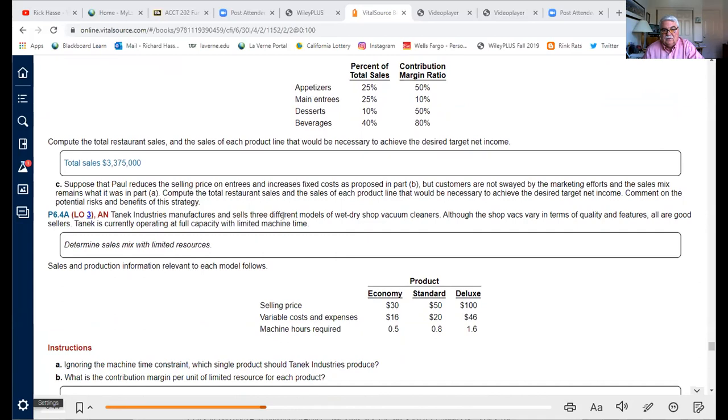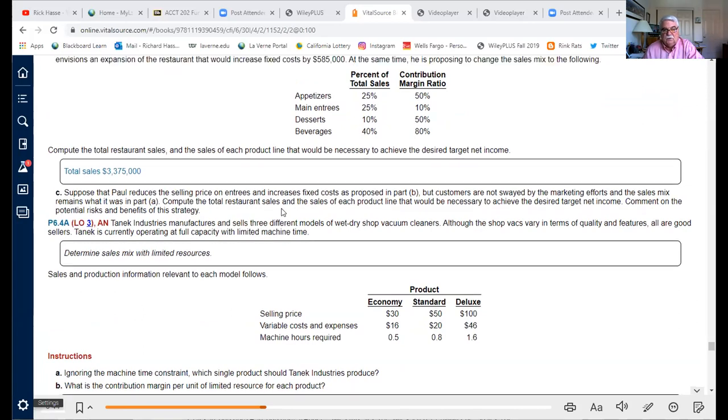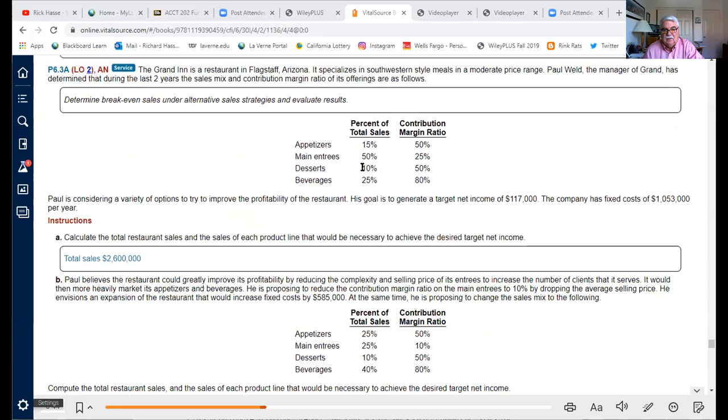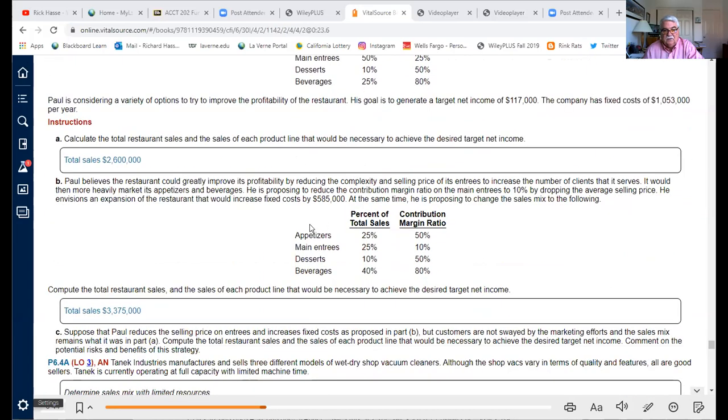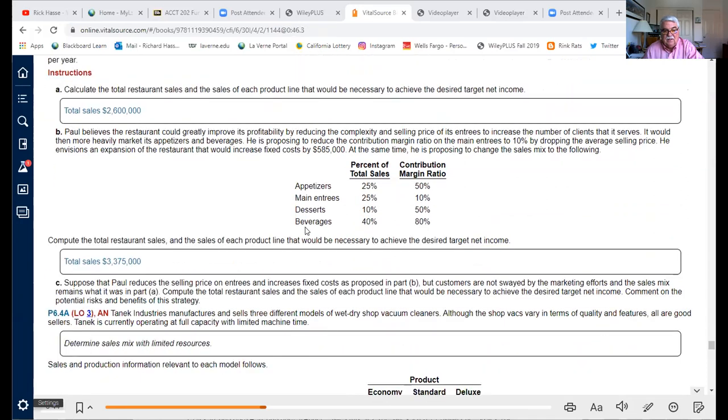Compute the total restaurant sales and the sales of each product line that would be necessary to achieve the targeted net income. This probably is going to look ugly. In other words, we're going to maintain these same percentage of sales, but our fixed costs are going to increase by $585,000. Let's take a look at how that affects our business operations.